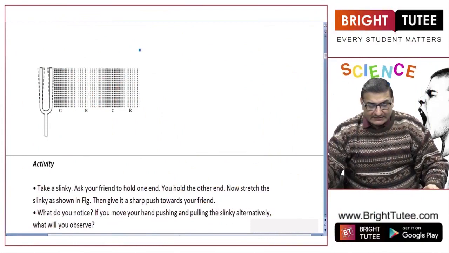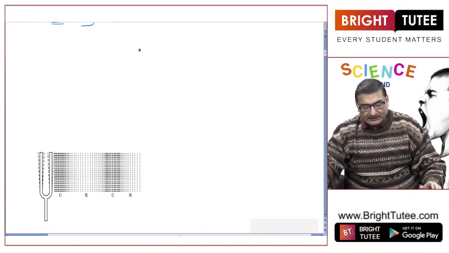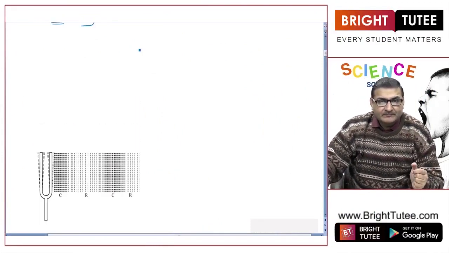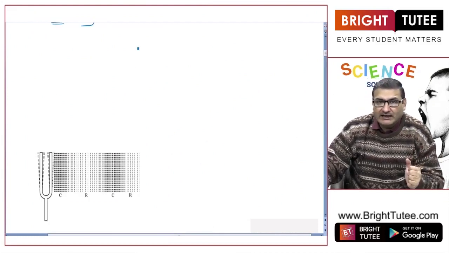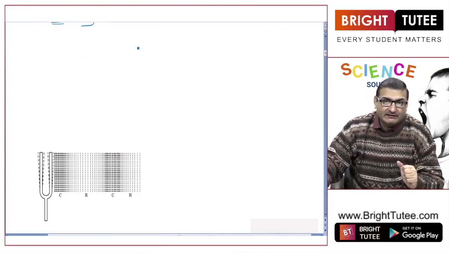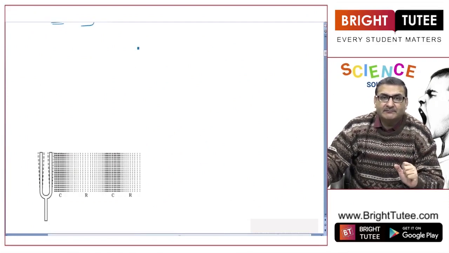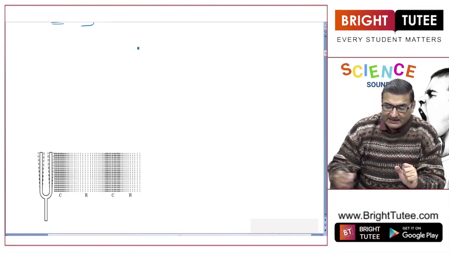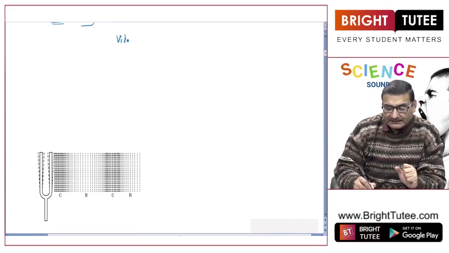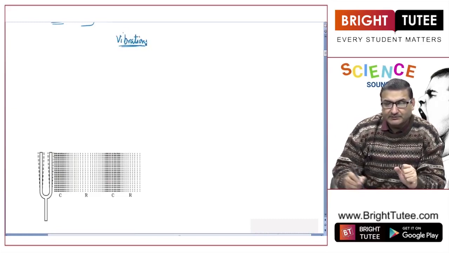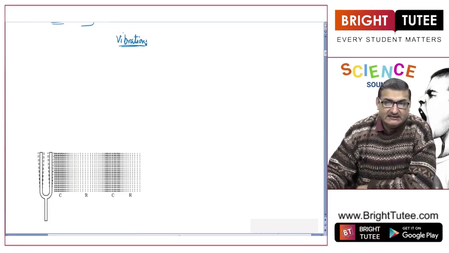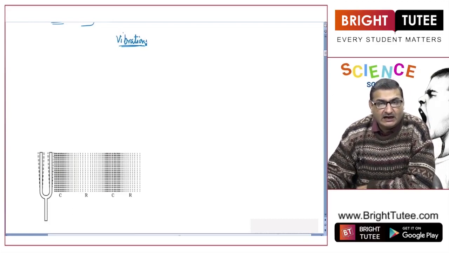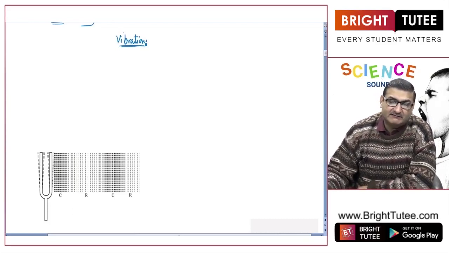So now, let us see how this sound travels. This sound reaches our ears. How actually it is reaching our ears, that is very, very important to understand. We have seen till now that it is the vibrations caused which produce sound. Now, what exactly do these vibrations cause and how do these vibrations reach our ear?